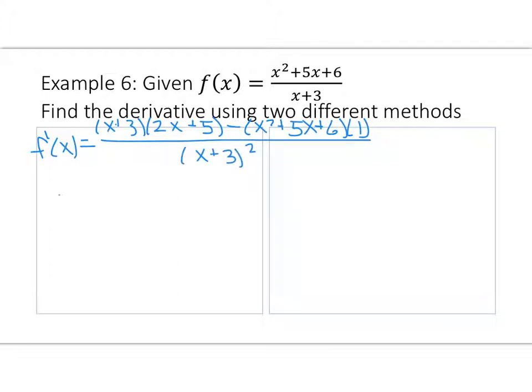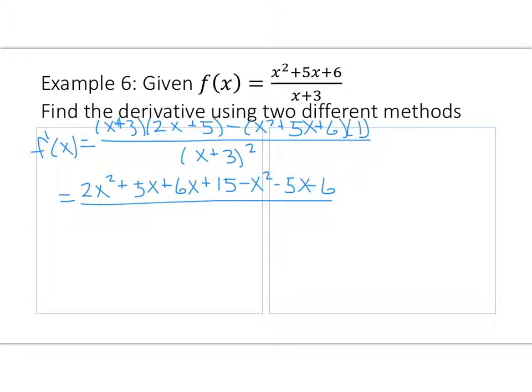Okay, I've got to clean that up. So I'm going to double distribute in my numerator. So I have 2x squared plus 5x plus 6x plus 15 minus x squared minus 5x minus 6, and that's all over my x plus 3 squared. Combining like terms, 2x squared minus x squared is x squared. 5x and negative 5x is gone. Plus 6x, and positive 15 minus 6 is positive 9, over x plus 3 squared.